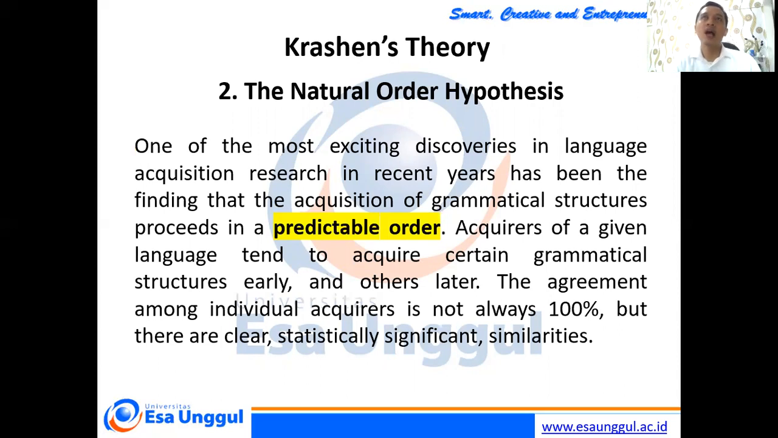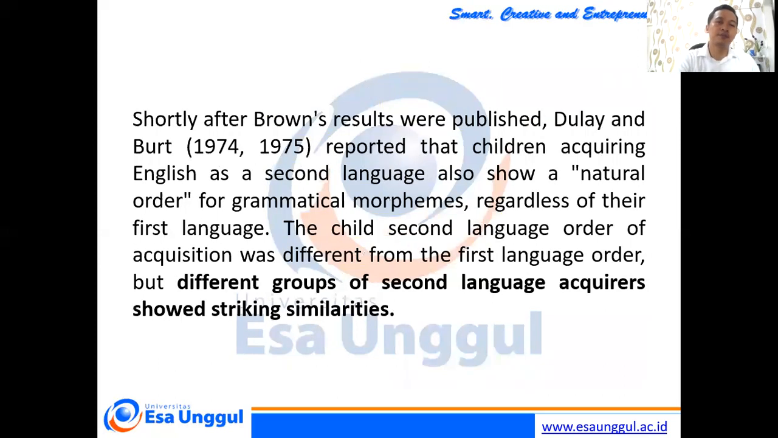So people learning a language have a predictable order that they start from, and everybody does the same, even if not all. Shortly after Brown's results were published, Dulay and Burt reported that children acquiring English as a second language also show a natural order. The child second language order of acquisition was different from the first language order, but different groups of second language acquirers showed striking similarities.